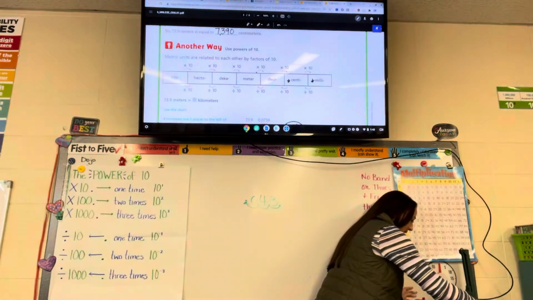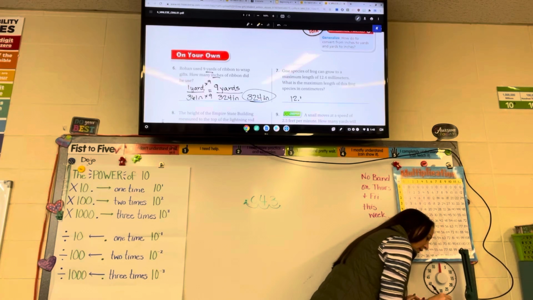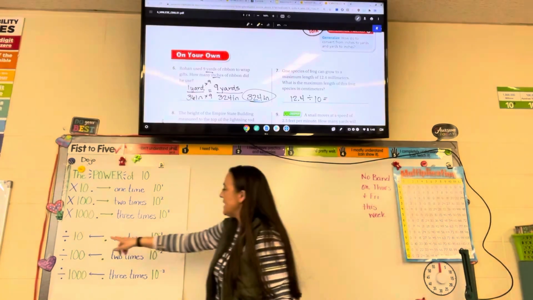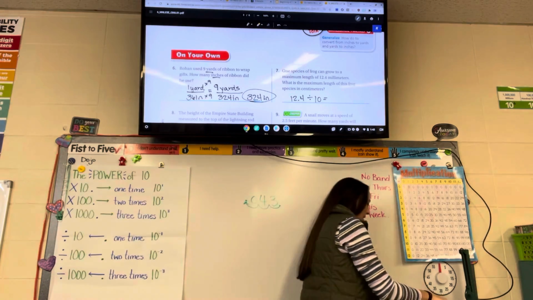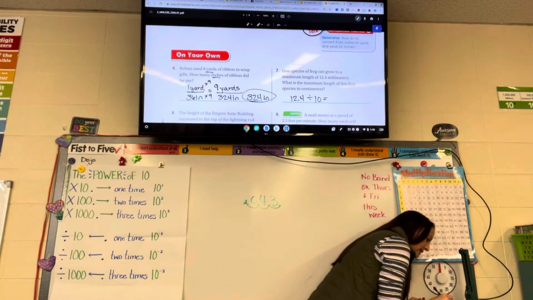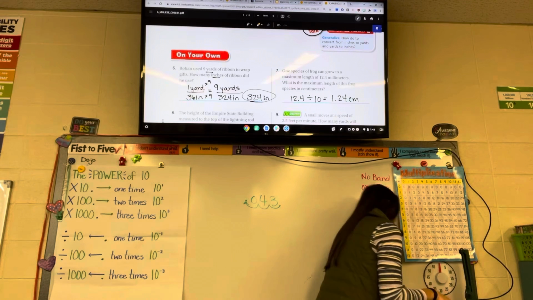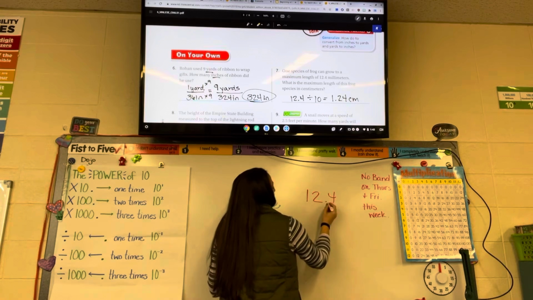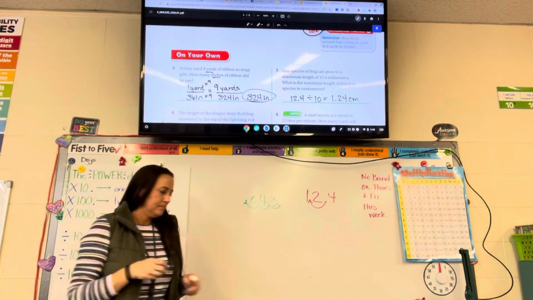So we're going to divide by 10. So let's keep that in our brains. We're going to do 12.4 divided by 10. So if we divide by 10, we move the decimal point to the left one time. So that means 12 and 4/10 becomes 1 and 24 hundredths. So 1.24 centimeters. So we took 12.4, moved the decimal point one time to the left, meaning it ended up between the 1 and 2. Okay?